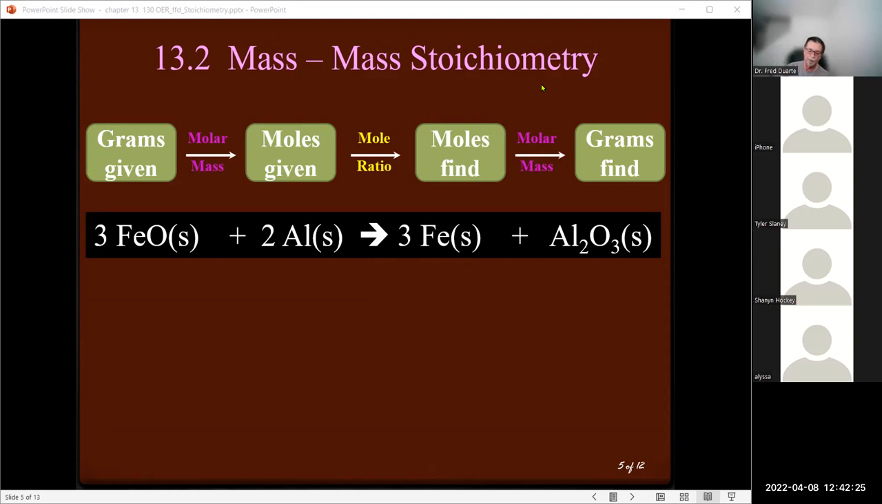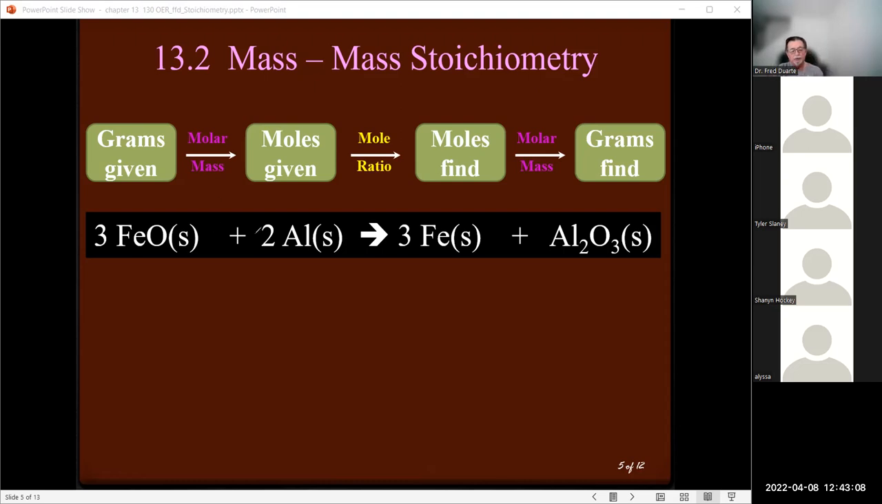Okay, so let's look at this reaction here. Here's the other version of iron oxide. This is the iron 2 oxide. Iron 2 oxide in the presence of aluminum reacts to give us iron and aluminum oxide. Can anybody tell me what type of reaction this is? Is it single replacement? You got it. That's good. It's a single replacement.